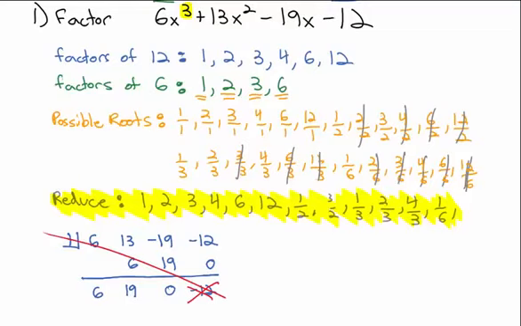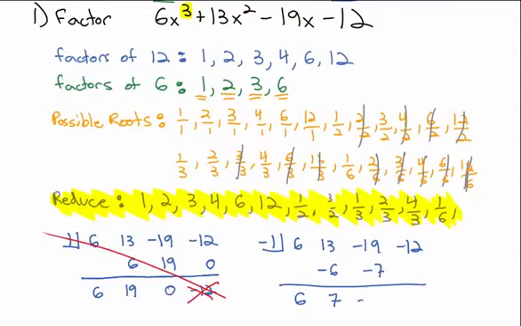So we try another number. We've got to try both the positives and the negatives of each of these rational roots. So we're going to try negative 1. So let's do 6, 13, negative 19, negative 12. 6 times negative 1 is negative 6. 7 times negative 1 is negative 7. And that's going to give us negative 26 and 10, 26. And you can tell this is not going to give us 0. So negative 1's out.